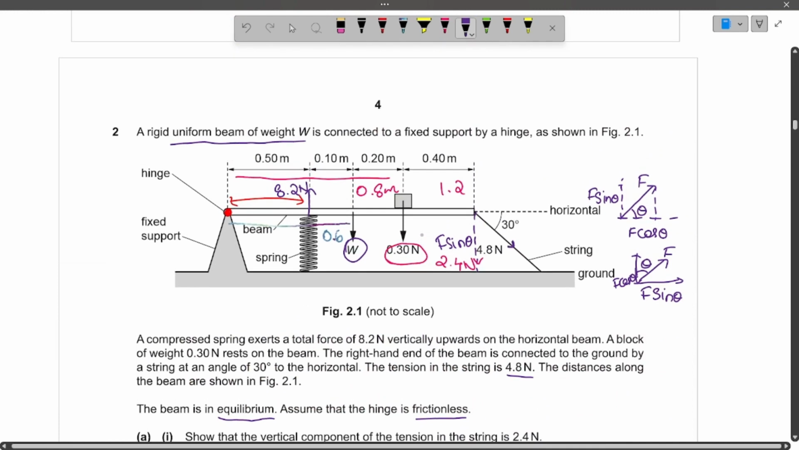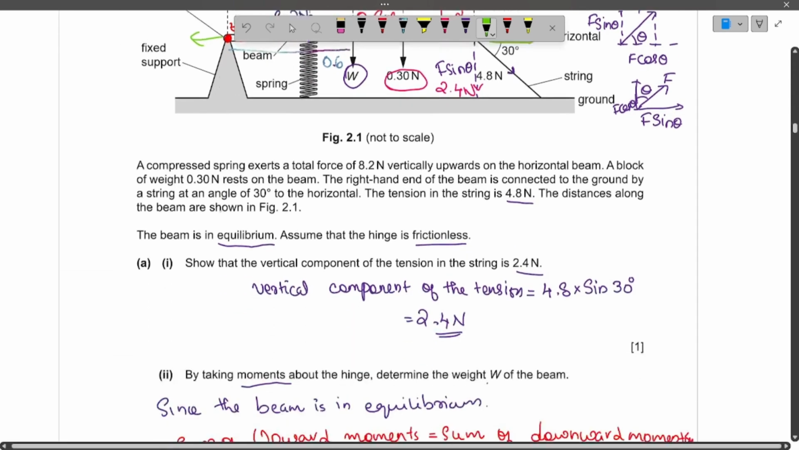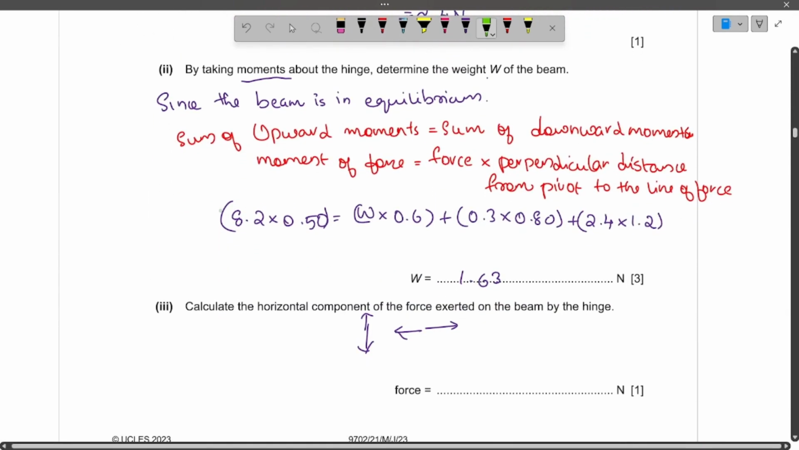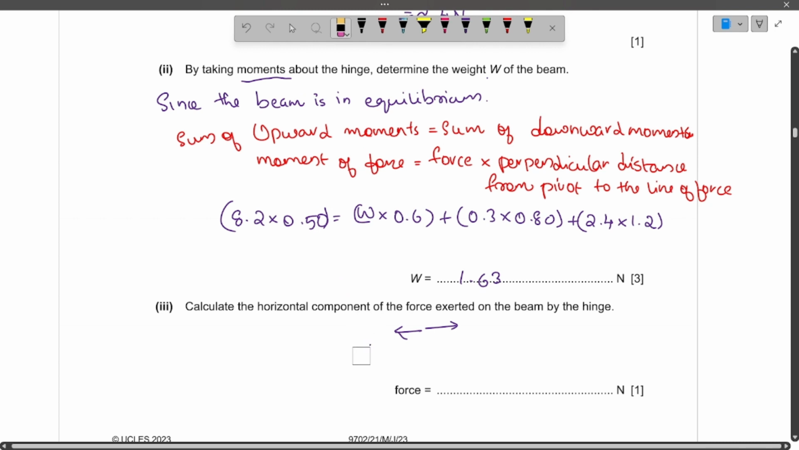Okay, so the horizontal component of the force exerted on the beam by the hinge. What are the horizontal components? There is a force in this direction by this string, right? This is the only horizontal force acting on this hinge. So if this is the force exerted by the string on the beam, an equivalent force will be acting on this beam by the hinge. So what you need to find out is the horizontal component of this force on the string.